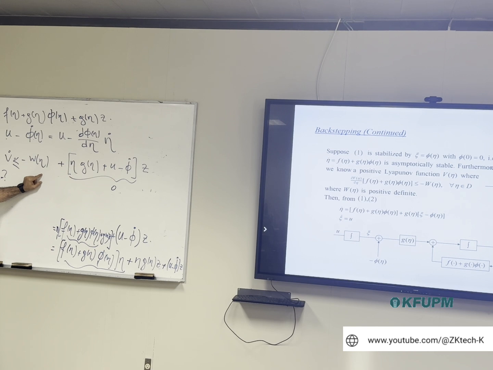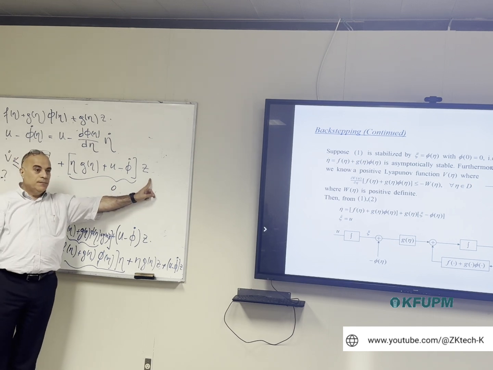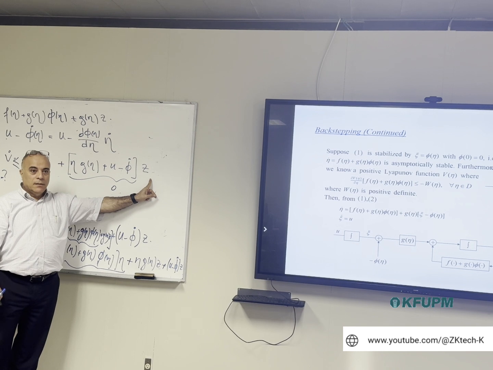Everybody agrees with that? Yeah. The problem if I do this is that the negativity of the derivative does not depend on z, the second variable. It's completely independent. So z could be anywhere and I'm not aware of it. Okay. So how can we correct this?